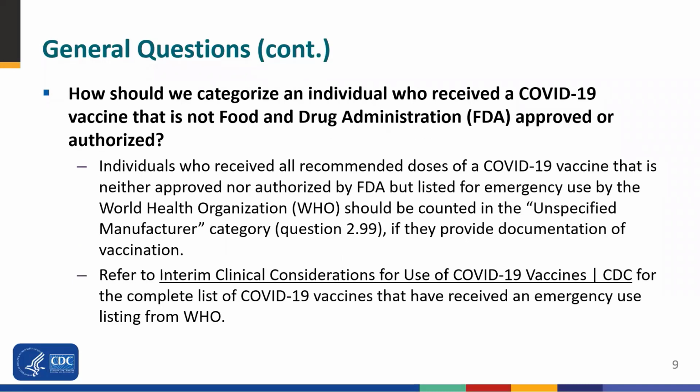In terms of reporting vaccination data, we received some questions on how to categorize individuals who received a COVID-19 vaccine that is not Food and Drug Administration (FDA) approved or authorized, for example, AstraZeneca. In these cases, individuals who received all recommended doses of a COVID-19 vaccine that is neither approved nor authorized by the FDA, but listed for emergency use by the World Health Organization should be counted in the unspecified manufacturer category, which is question 2.99, if they provide documentation of vaccination.